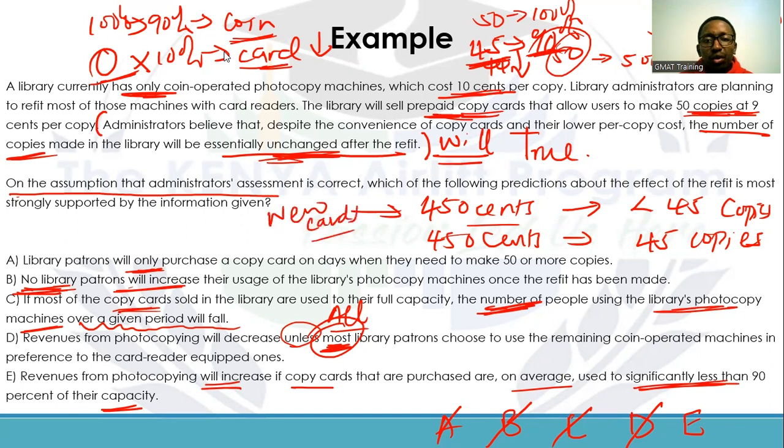So this means that the new cards would be paying the same amount for fewer copies than the previous coin-operated copies, which means that the library would actually be charging more for, or the same amount for, fewer copies. So of course the revenue would actually increase if these were true. If they were used on average significantly less than 90% of their capacity, so 44 copies or 43 copies and so on. So for that reason, it is out.